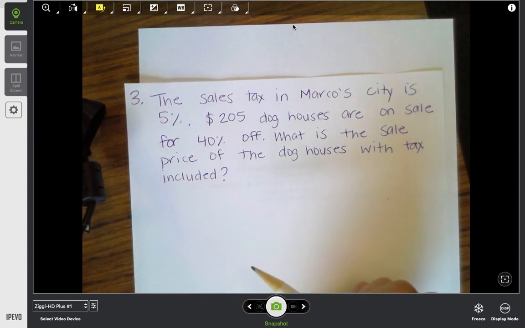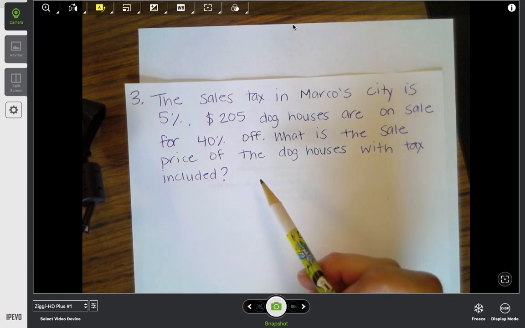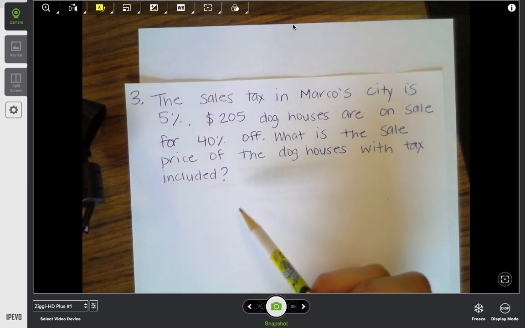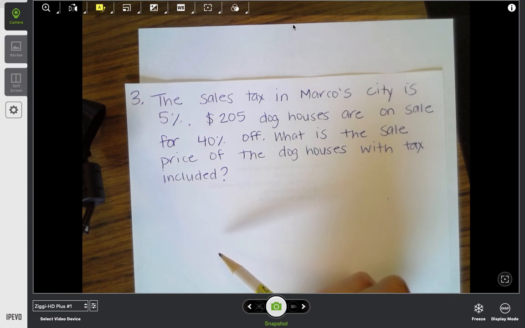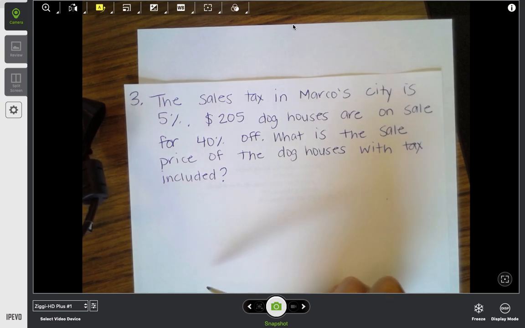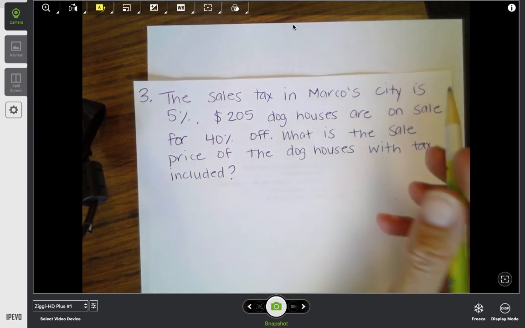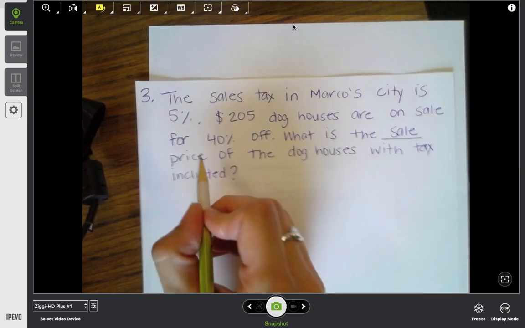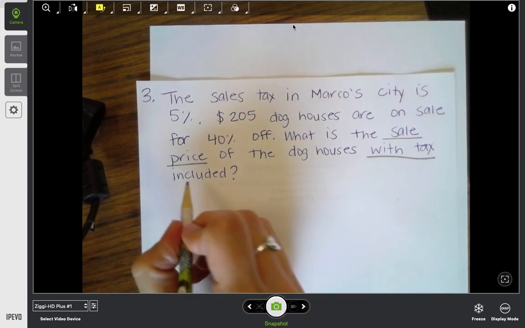Okay? So here's the problem that I'm going to work to solve. The sales tax in Marco City is 5%. $205 dog houses are on sale for 40% off. What is the sale price of the dog houses with tax included? There's several steps to this problem. And if I think about what I need to know, what is the sale price with tax included.